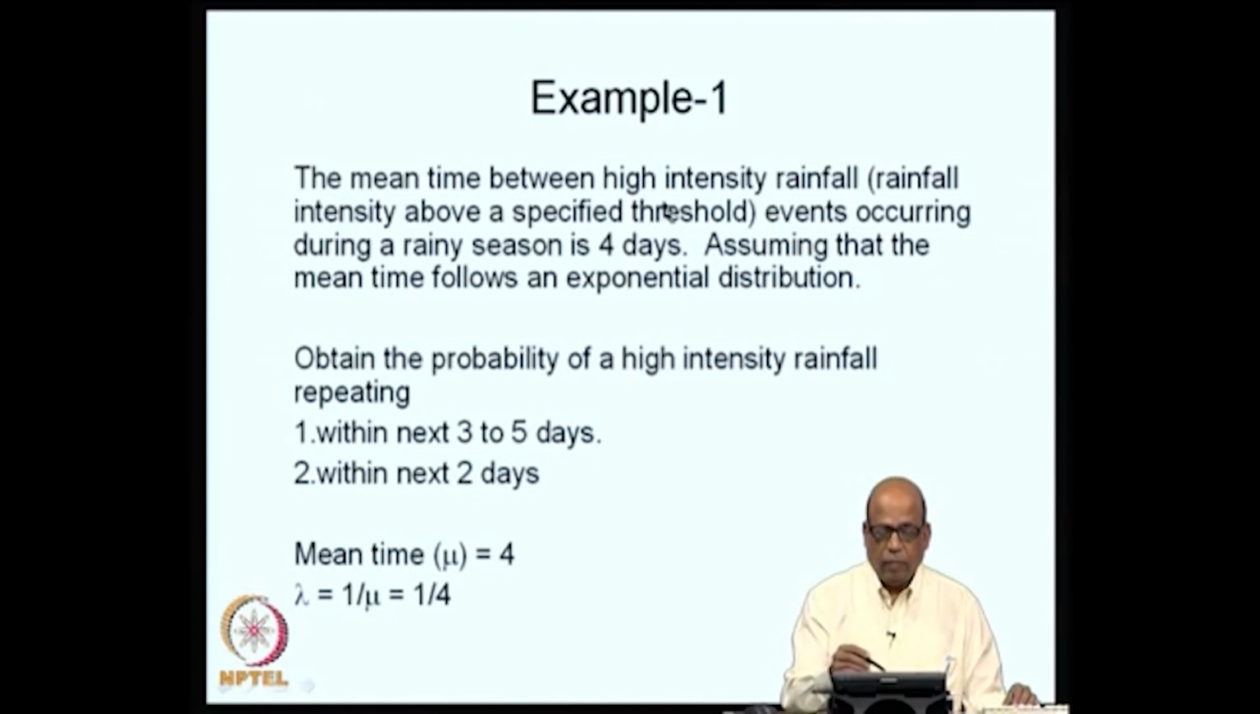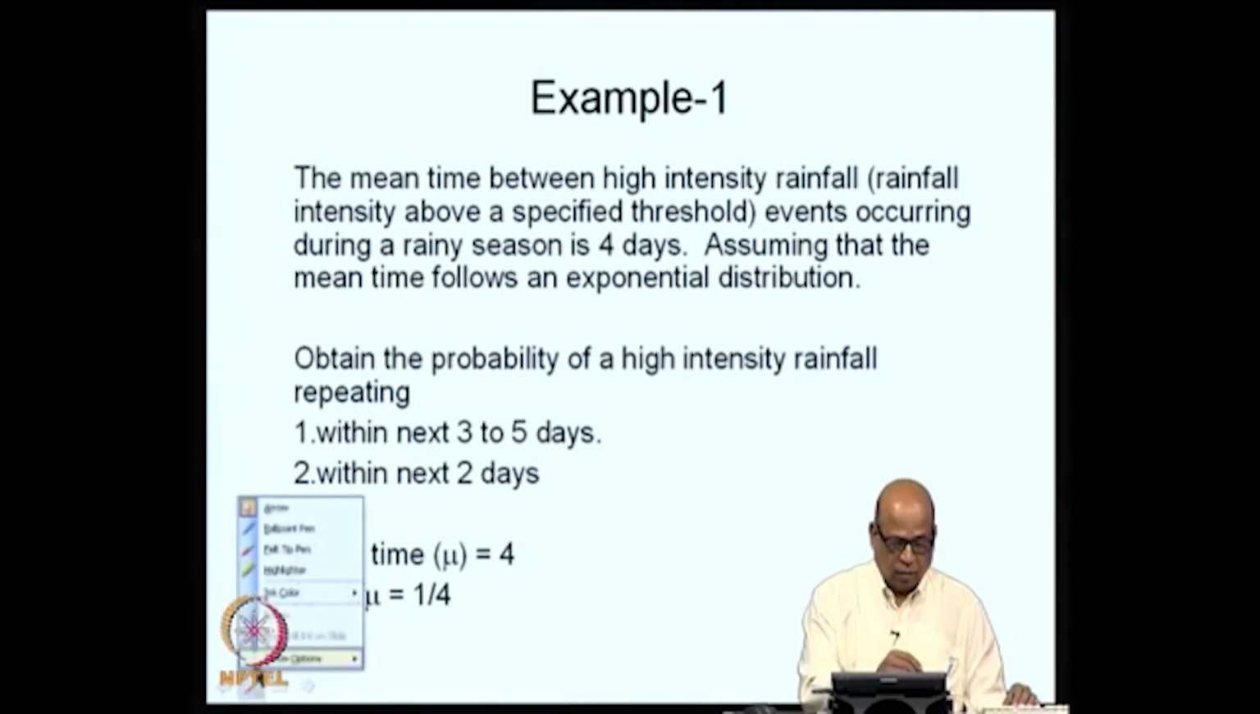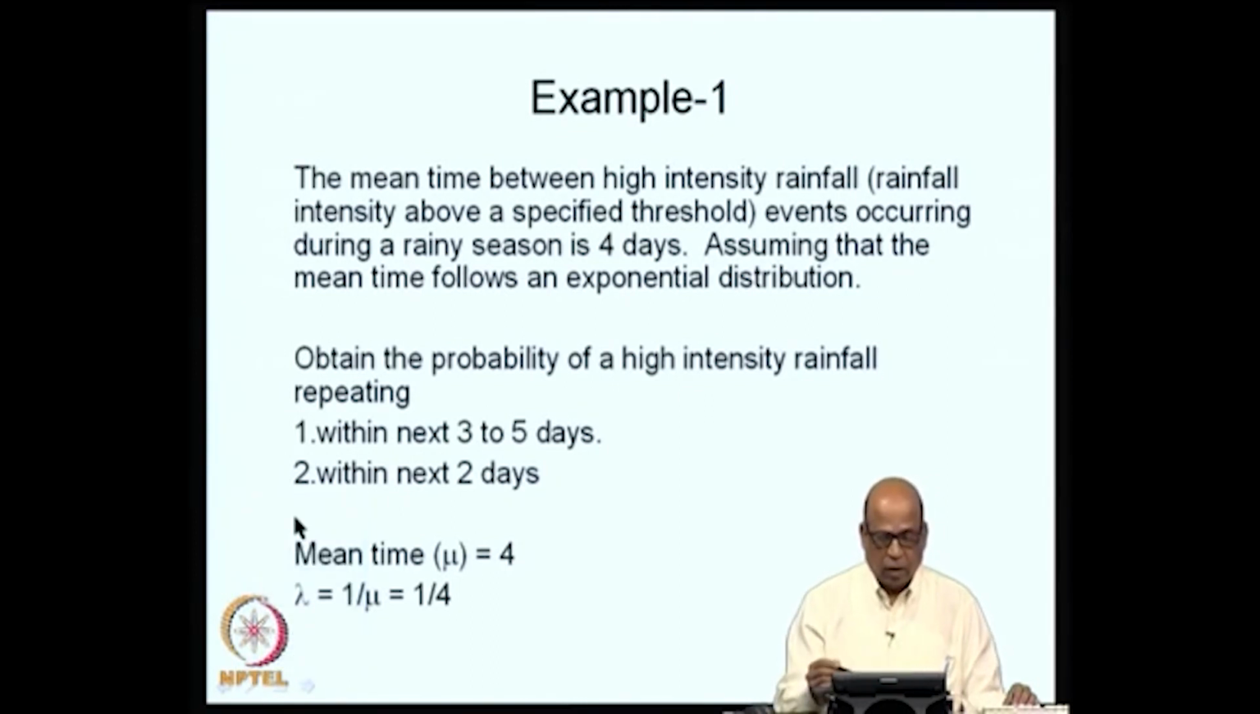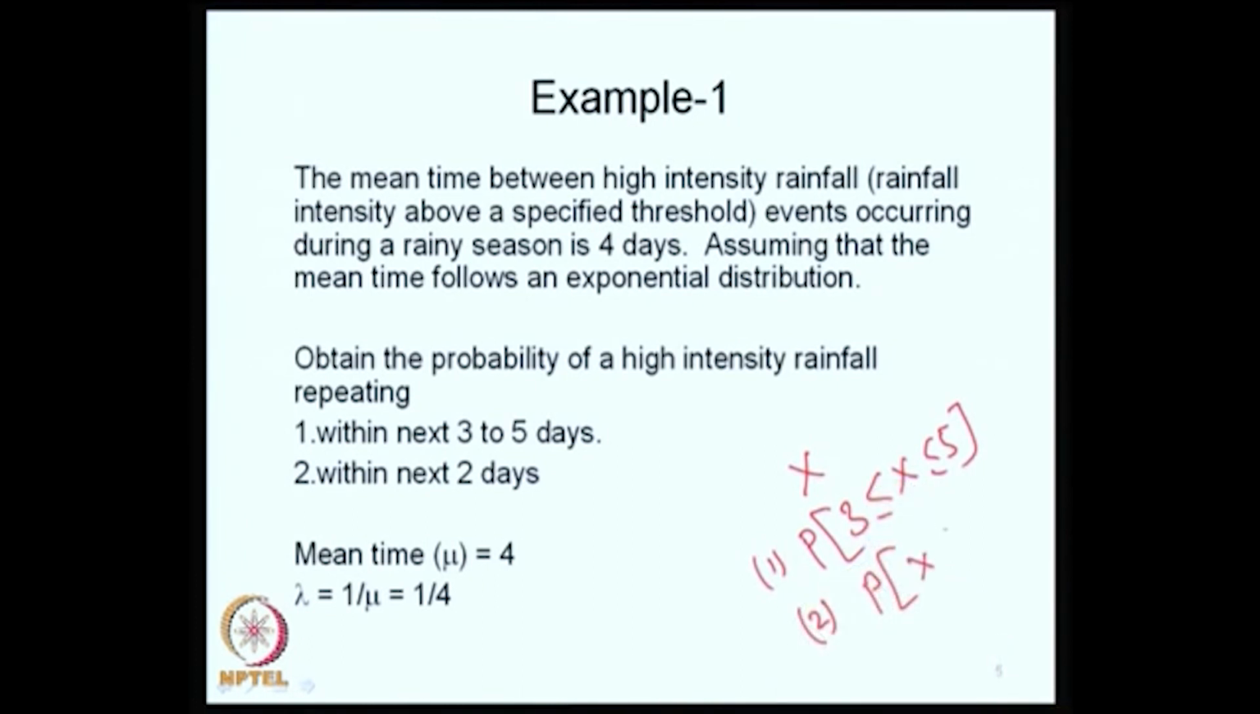Let us denote the mean time between the high intensity rainfall events as a random variable x. Then we are asking the question: what is the probability that x lies between 3 and 5? And we are also interested in the probability that x is less than or equal to 2, which means the critical event occurs within the next 2 days.